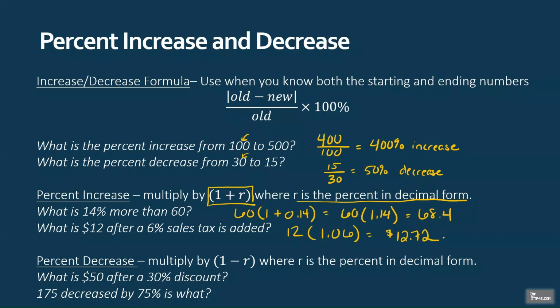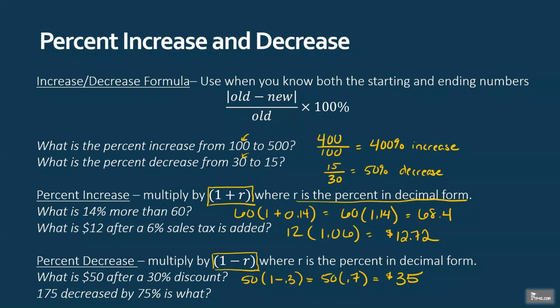All right, and let's do our percent decrease. In this case, we're multiplying by 1 minus R. So $50 after a 30% discount, that would be 50 times 1 minus 0.3. In other words, 50 times 0.7. So what we're saying here is if we discount 30%, that means we are keeping the 70%. Right? So we're taking 70% of 50, and that does work out to be $35.